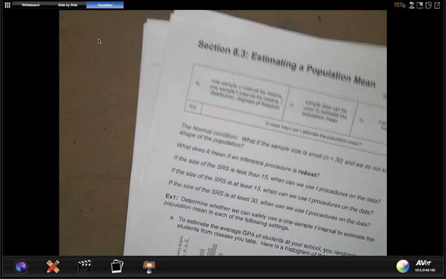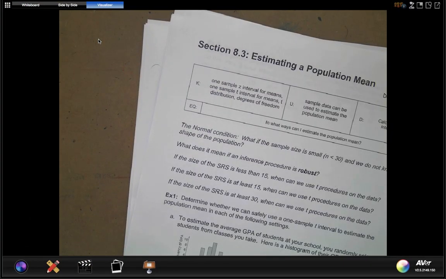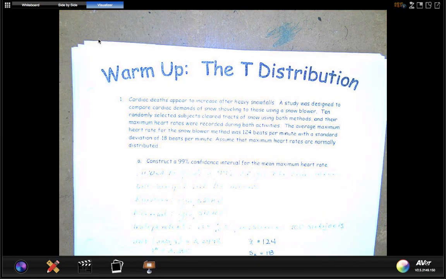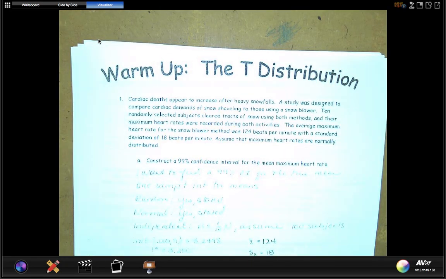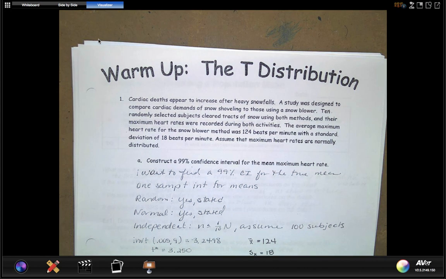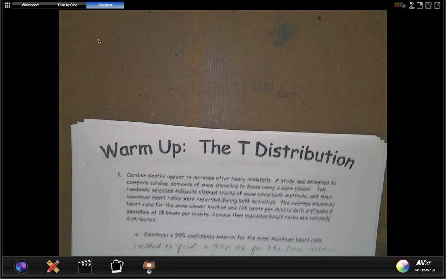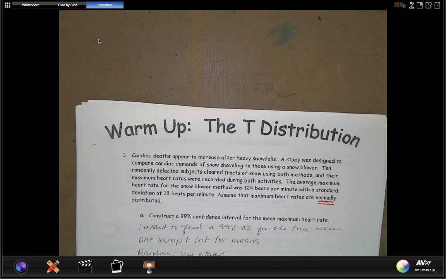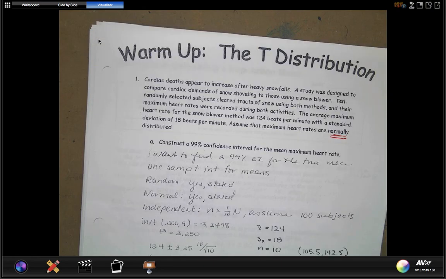All right, here we are in our last section of chapter 8. So you probably did the warm-up. It should be pretty straightforward. You're finding a 99% confidence interval for the true mean, so a one sample t-interval for means. Random, it was stated. Normal, it was stated, if you didn't pay attention to that. Normally distributed. Independent, so it's a sample without replacement, so we're going to check our 10%.